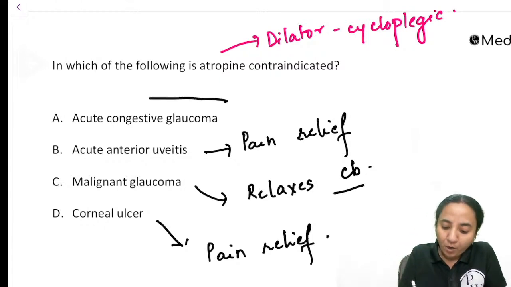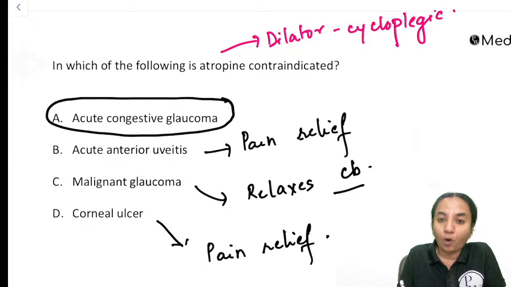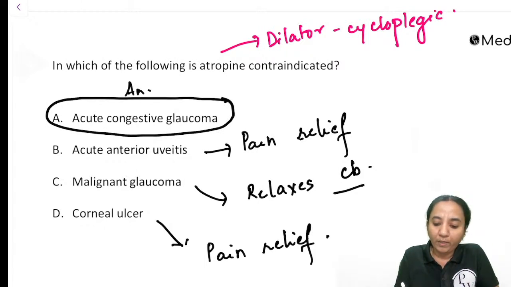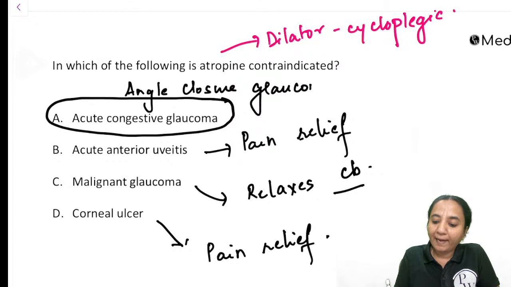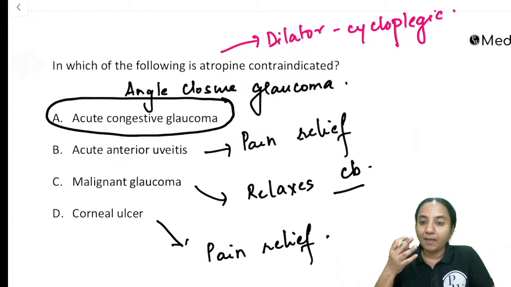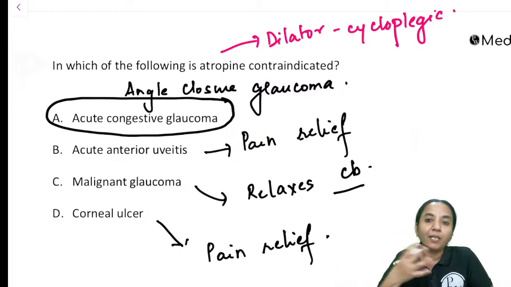So where it must not be given is acute congestive glaucoma. Now, acute congestive glaucoma is actually the old name for acute angle closure glaucoma. So, in angle closure glaucoma, what precipitates ACG? ACG is precipitated by mydriasis, that is by dilatation of the pupil. So, we must never give atropine.